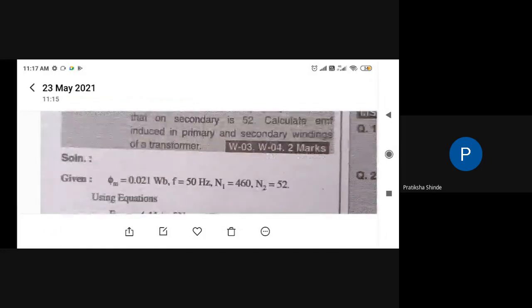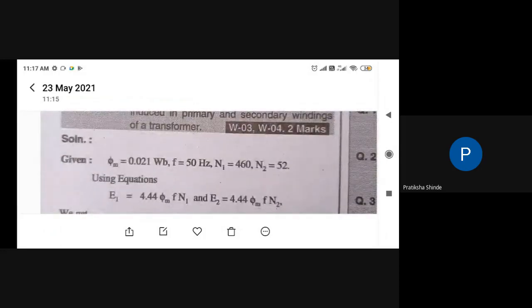See this equation. E1 is equals to 4.44 into phi m into F into N1, whereas E2 is equals to 4.44 phi m into F into N2. Just put the values in the equation and calculate. Tell me the answer. I hope everyone has a calculator. Just solve the numerical. E1 is equals to what?